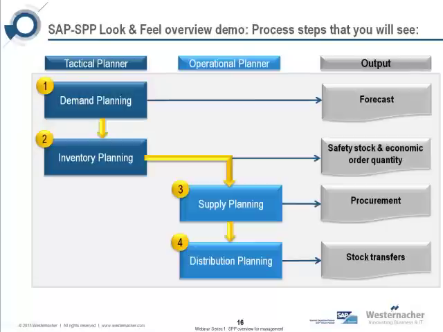The operational planner does the supply planning based on the results of the inventory planning, the outcome of which is a procurement. Finally, based on the supply plan, having received the products from the supplier, the planner now needs to distribute these products into the network. The output of this scenario is the stock transfers that need to be executed.